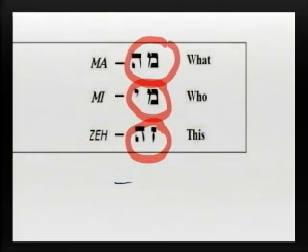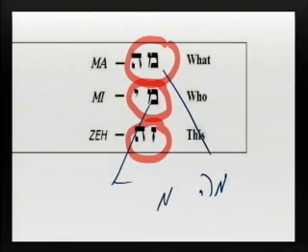Let's write something in cursive. Ma, the top word, is ma, meaning what. Mi is who. Ze is this. We give you a few seconds to write it down.